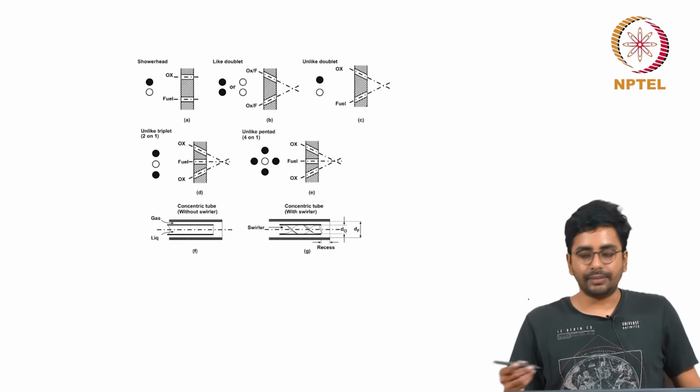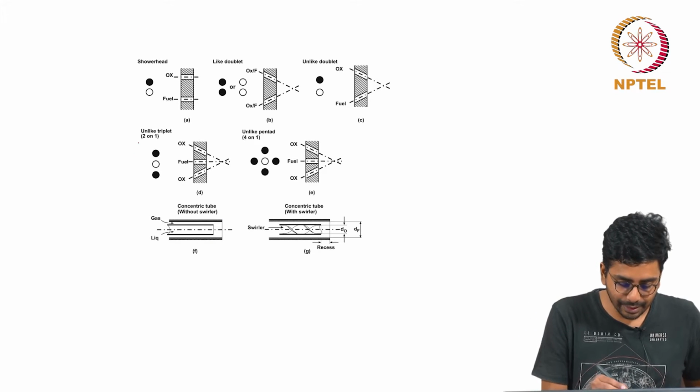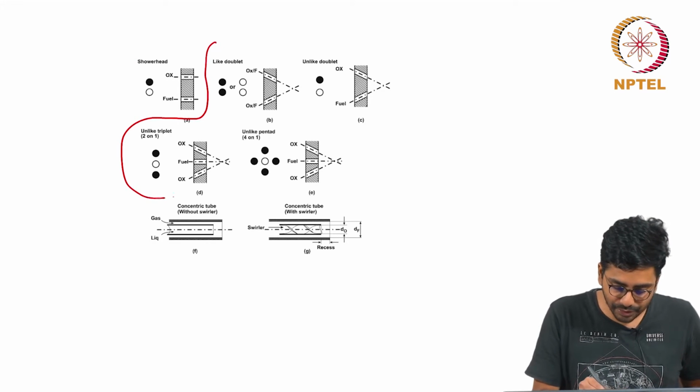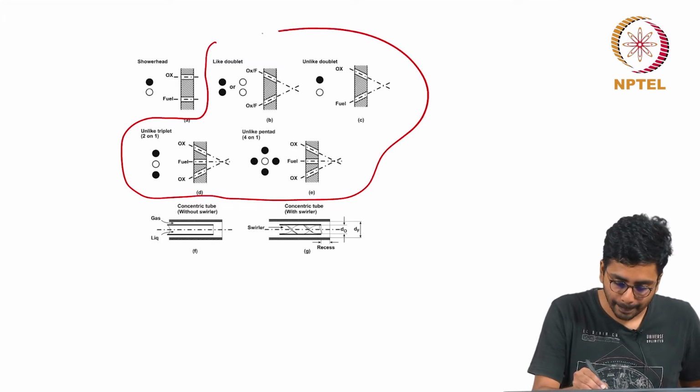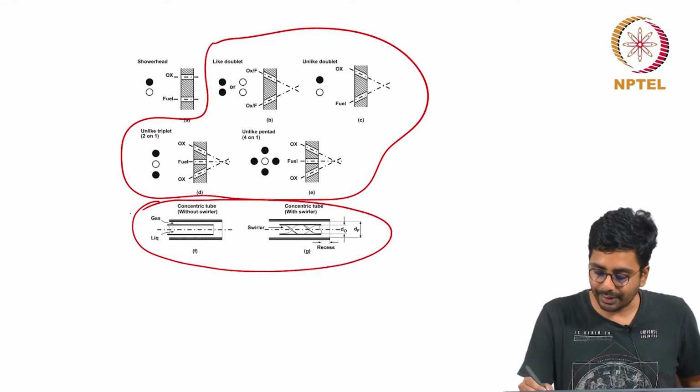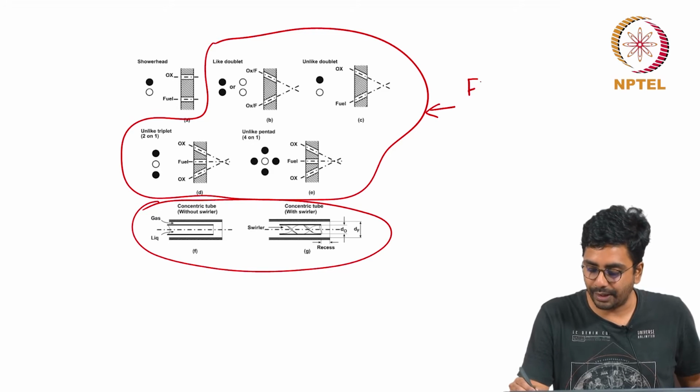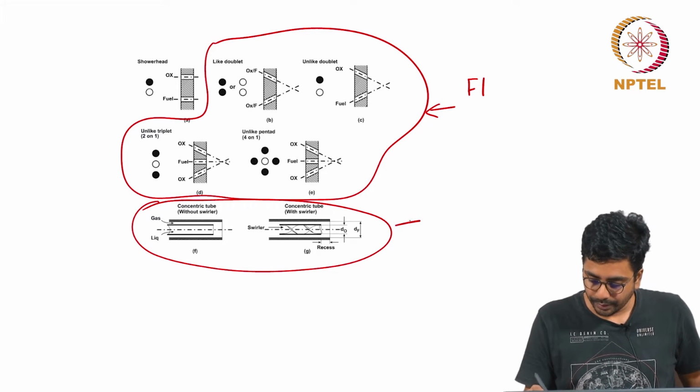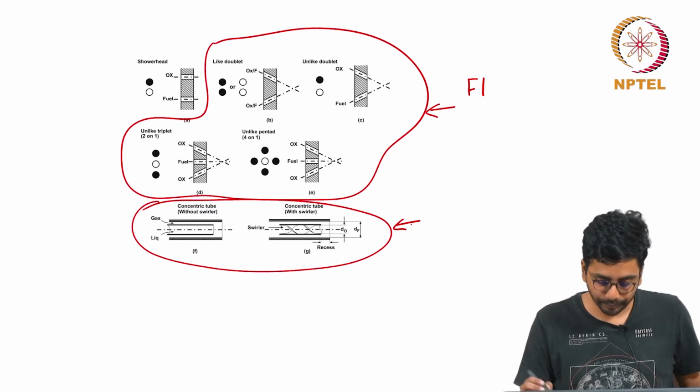The different kinds of injectors are shown here. These are the impinging injectors. These are the coaxial injectors. Several variants of this were used in the F1 engine, which was used in the moon mission. These are used in the Russian designs.